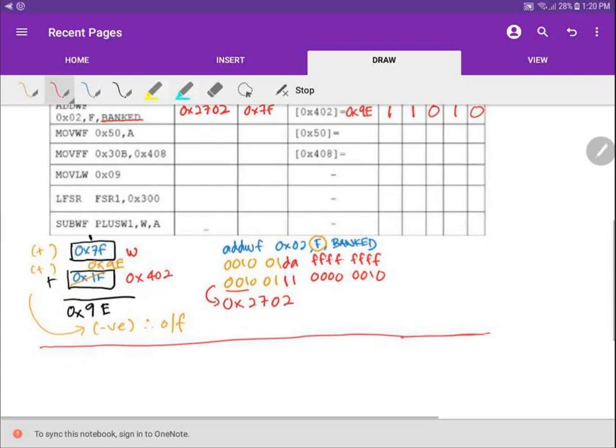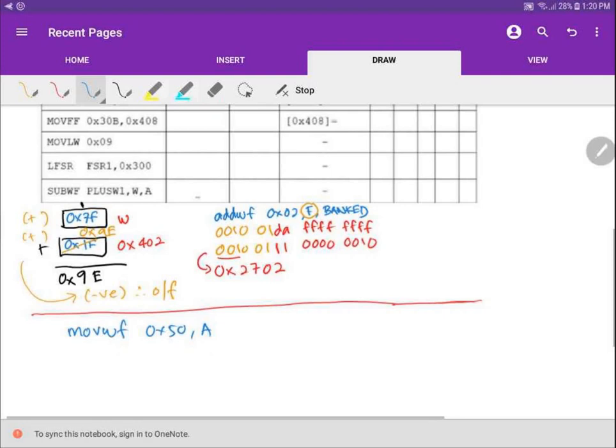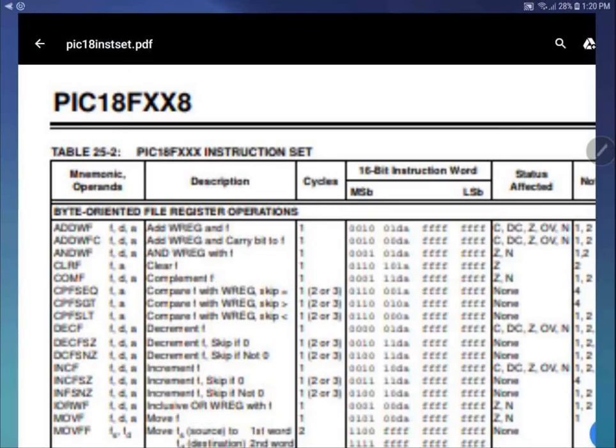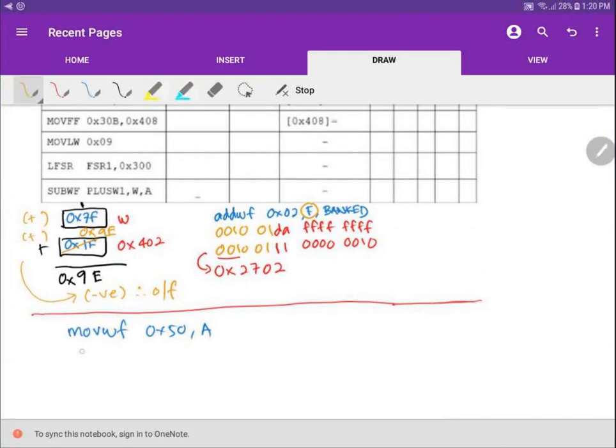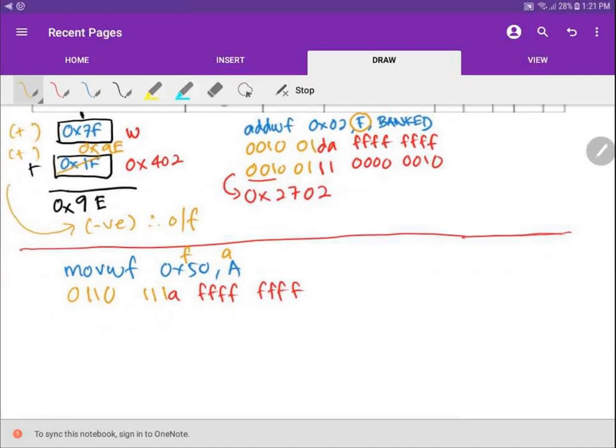So the next one is MOVWF 0x50, and we need to first convert it into machine code. Move again from working register to file register hex 50 and A. So the first thing that you do is you find out what is the machine code of MOVWF: 0110 1111. If you want, you can write on top here also F, A so that you can know how to refer. Are you all able to see?